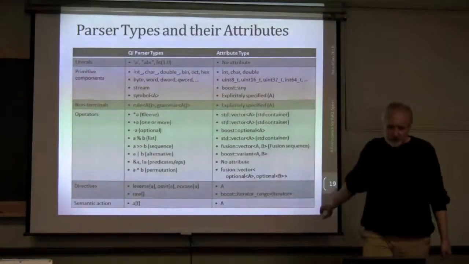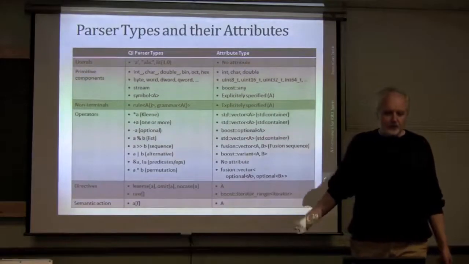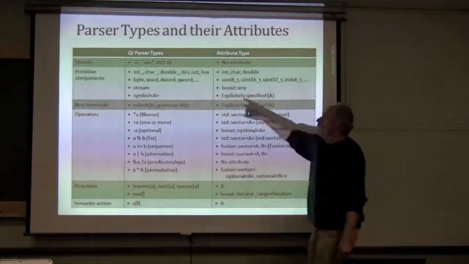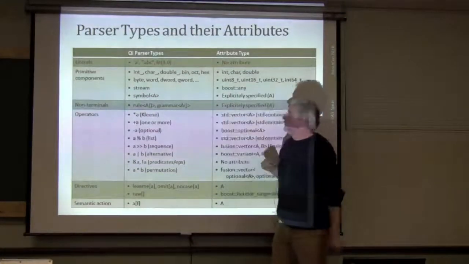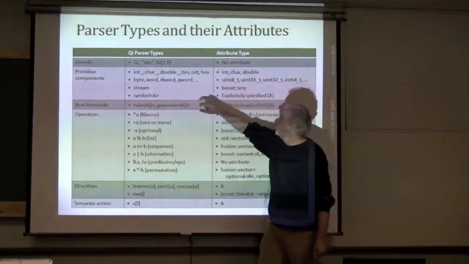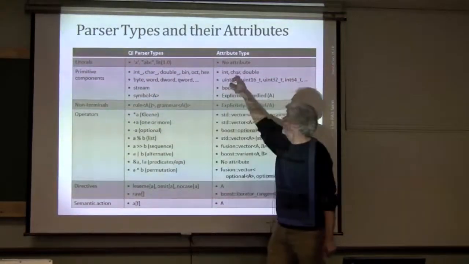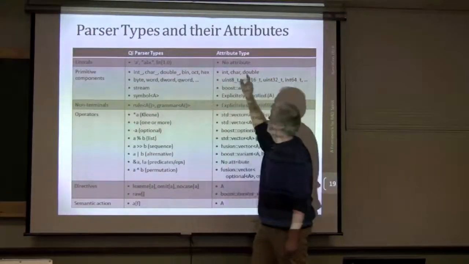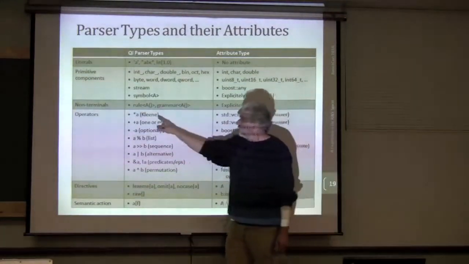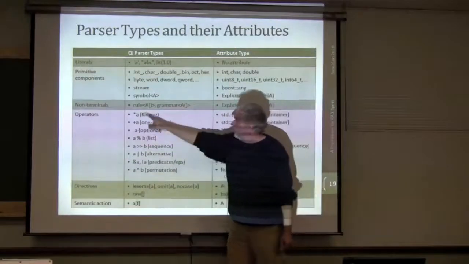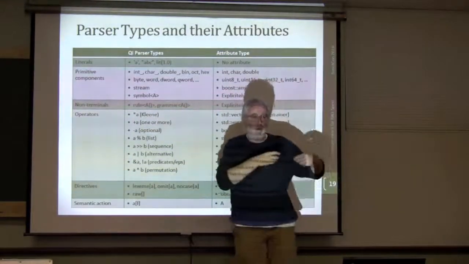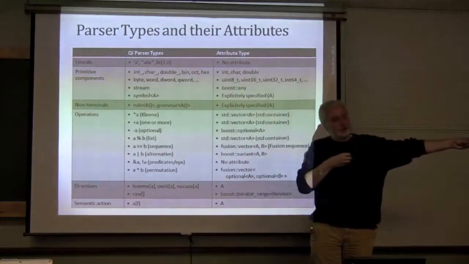This table is a list of attributes different parser types expose. These ones are fairly straightforward, I think. An int parser gives you an int, a character parser gives you a character, a double parser gives you a double, and so on. More interesting are the operators. What type do I get from a Kleene parser when I parse a list of integers, for instance?